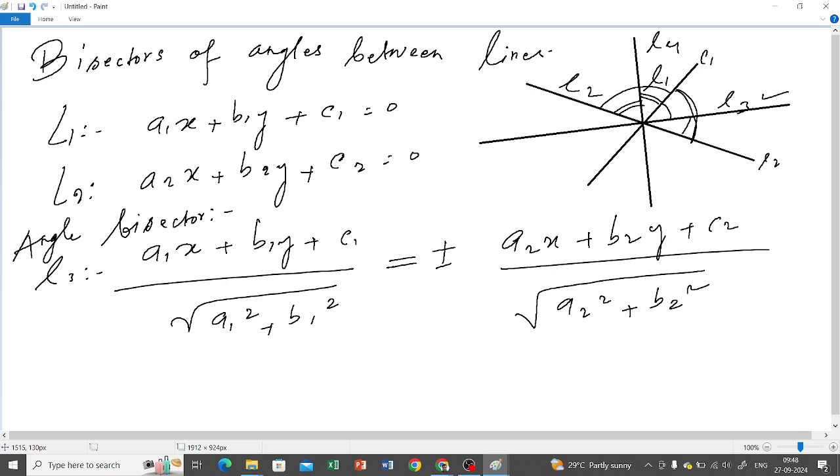Okay, so the positive part denotes the acute part. The positive part denotes that bisector which is bisecting the acute angle, I mean the less than 90 degree part, and the negative one indicates that bisector which bisects the obtuse part, that means the one which is greater than 90 degrees, right? That is the point. So we'll do a sum on this.